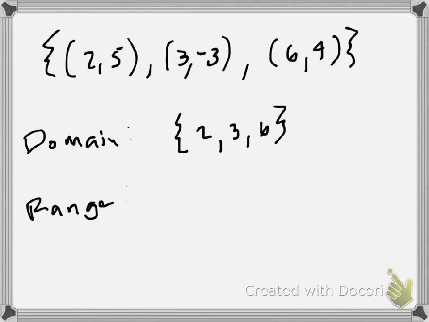The range, on the other hand, is a term that tells us we're going to be dealing with the y values. So the range of a set like this is just going to be a list of the y values. So 5 and -3 and 4 are going to be my range here. Okay. Now we can't always figure out the range for a set like this because it's not always finite. Let me show you what I mean.